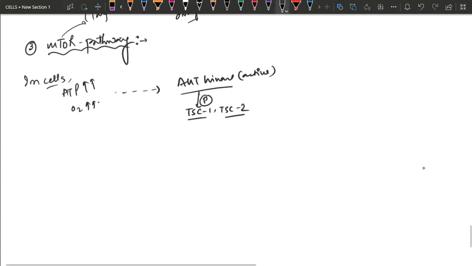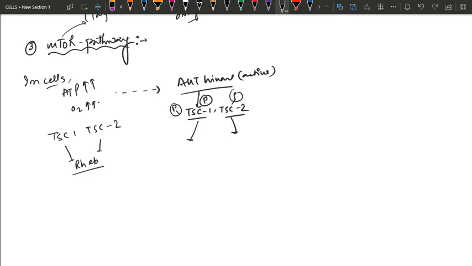Now normally what happens is that TSC1 and TSC2 inhibit an important protein known as the Rheb protein. Normally they inhibit this protein, but when they get phosphorylated, they cannot inhibit. As a result of that, we can also write that this becomes activated.